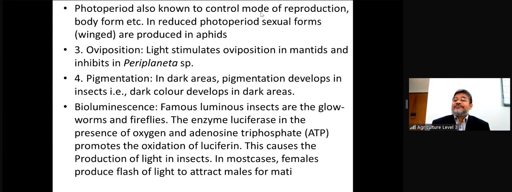Of oviposition. Whether they can lay eggs or not, light stimulates the oviposition. Oviposition, the egg laying, will be affected by the presence of light. It stimulates oviposition in the case of cockroach and mantid, they belong to the same group. So mantidae, praying mantid, Periplaneta americana, cockroach, the oviposition is influenced by the light. Not only food intake, oviposition is also.